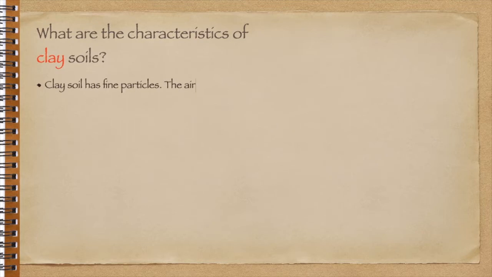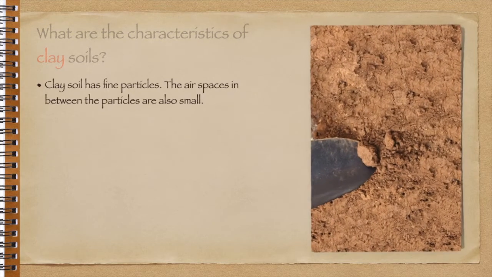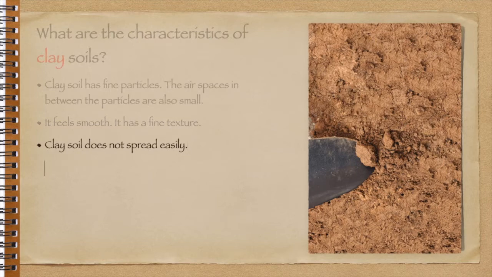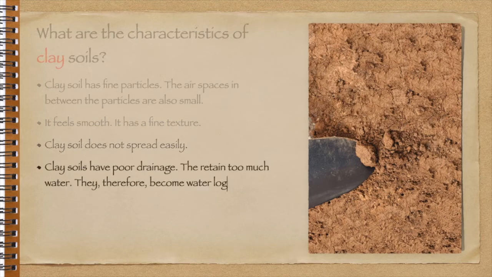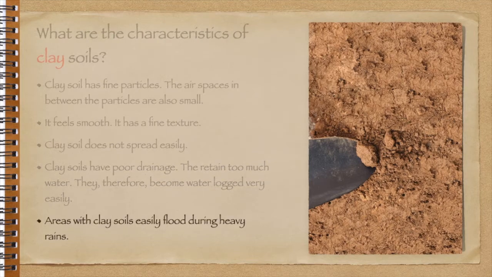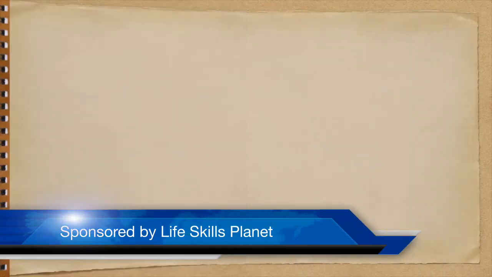What are the characteristics of clay soils? Clay soil has fine particles. The air spaces in between the particles are also small. It feels smooth. It has a fine texture. Clay soil does not spread easily. Clay soils have poor drainage. They retain too much water. They, therefore, become waterlogged very easily. Areas with clay soils easily flood during heavy rains.